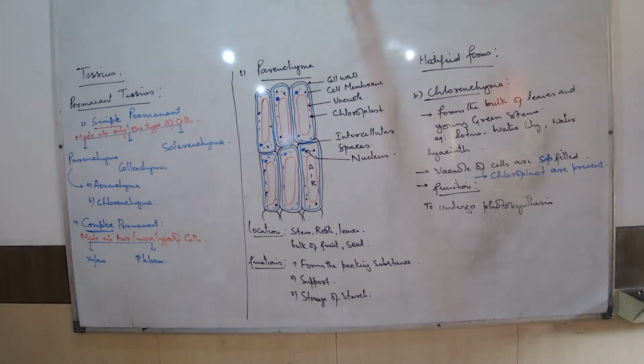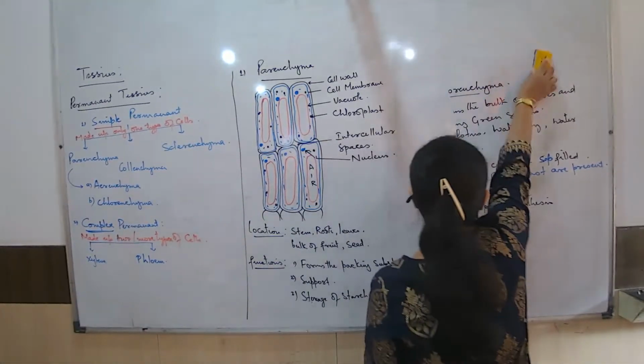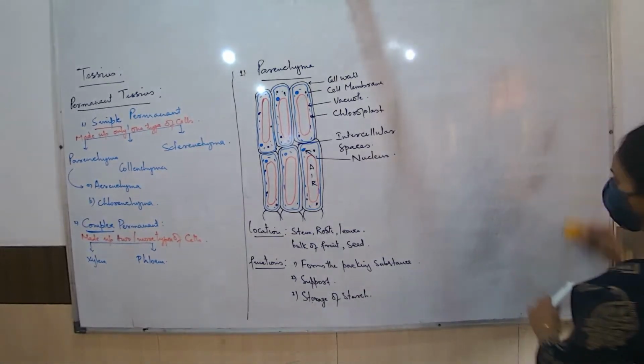Then what type of function are they supposed to perform? Photosynthesis. And if I'm talking about the parenchyma of the aquatic plants, what is the special feature they are supposed to have? The vacuole should be having air instead of sap, to make the leaf cells or the stem cells lighter so that they can float on the surface of the water and don't sink. So these are the special forms of the parenchyma. What are the two forms we learned just now? Parenchyma, chlorenchyma.